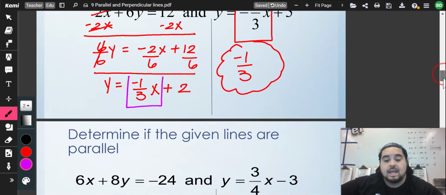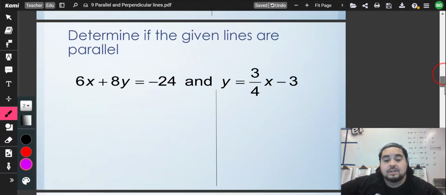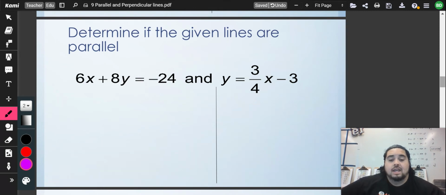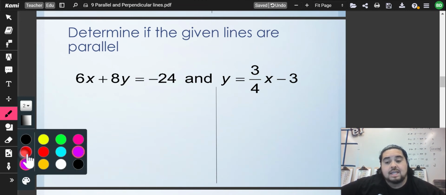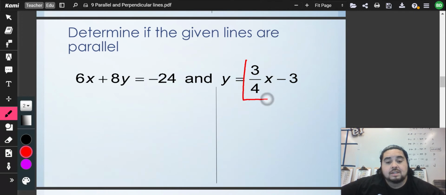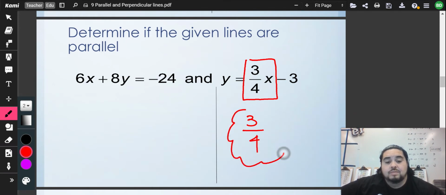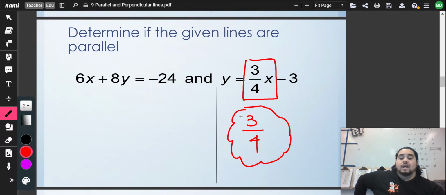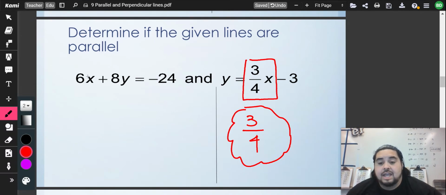Okay, let's try another one like that. Determine if the given lines are parallel. Again, on the right-hand side, I have a line that's already in slope-intercept form, so I can very easily tell what the slope is, 3 over 4. Because I'm trying to figure out if the lines are parallel, this is the slope that I'm looking for. I have to convert the line on the left-hand side into slope-intercept form, y equals mx plus b. So I'm going to subtract 6x from both sides.